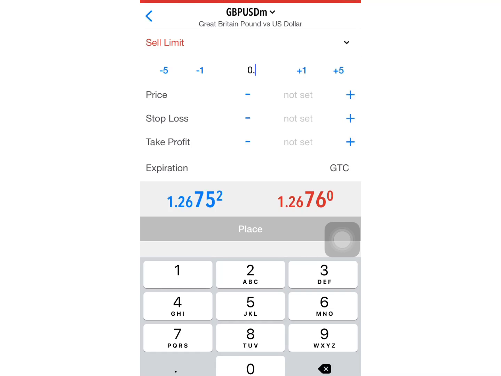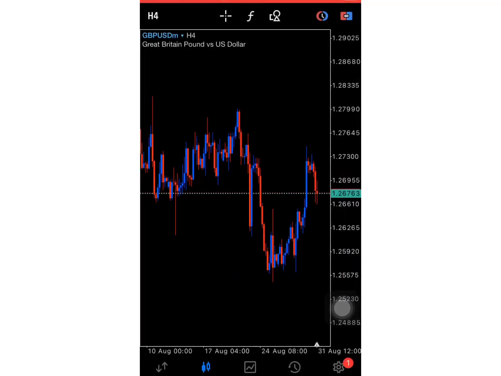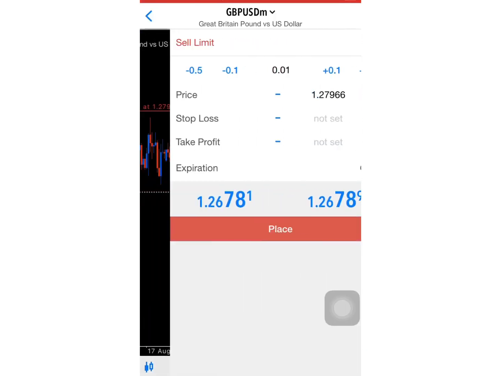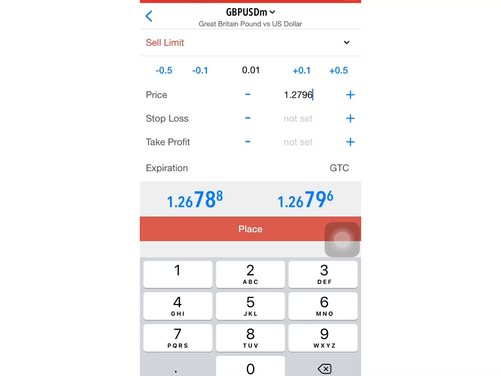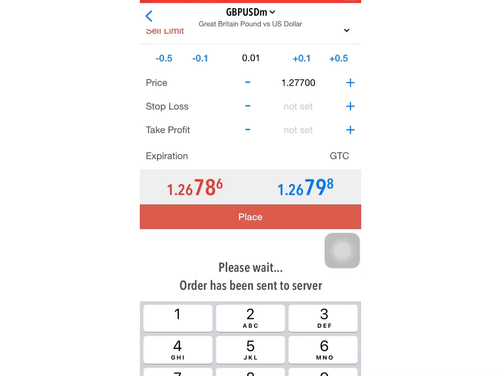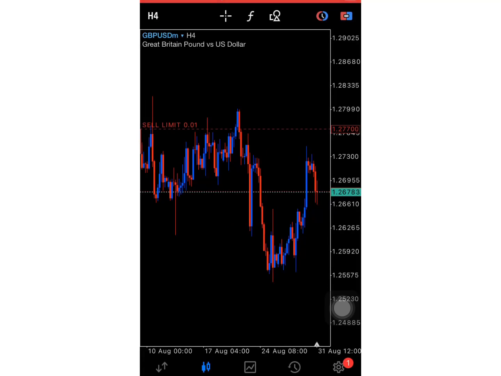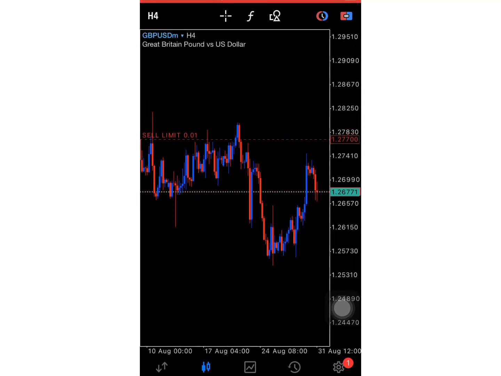So if I say okay, now I want to sell, and this is the price to sell, but I want to put the price above, right? Let's say I want to sell when the price reaches 779, let's see where the market is currently, 2676, right? So I can decide to say okay, I want to place my sell order, expecting the market comes down to 7877, right? I place my sell limit. As you can see, this is where I place my sell limit.